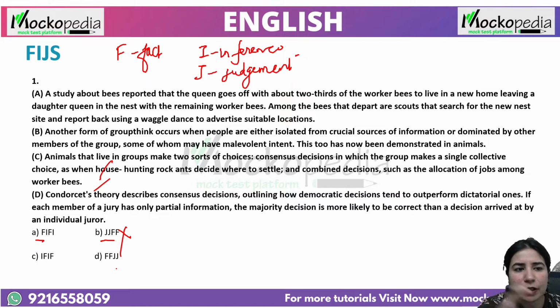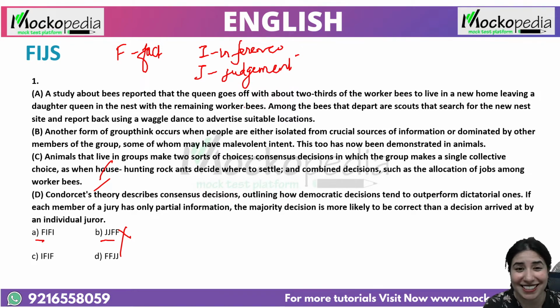So straight away, the moment I see the study, I'm able to gather that that study is not, of course, anybody's opinion or an approval or disapproval. This has to be considered true because this is something which has been done after research, right? Something of scientific temperament. So let's read. A study about bees reported the queens go off with about two-thirds of the worker bees to live in a new home, leaving a daughter queen in the nest with the remaining worker bees.